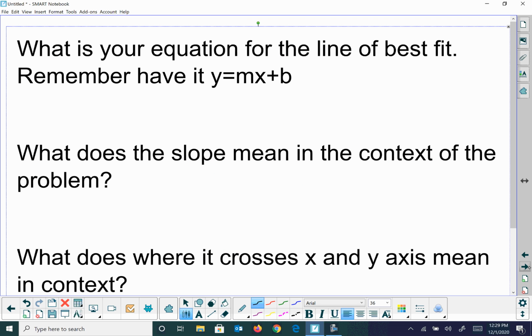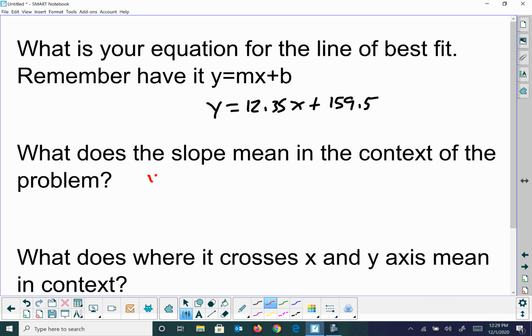Okay, so what is your equation for the line of best fit? Well, we just wrote it, so I'm going to rewrite it. So what does the slope mean in the context of this problem? Well, right now our slope is 12.35, and usually you're not used to a decimal, but this is basically over 1, okay? So remember, the slope is the change in the y direction over the change in the x direction. So the y direction, we're talking about calories. In the x direction, we're talking about fat.